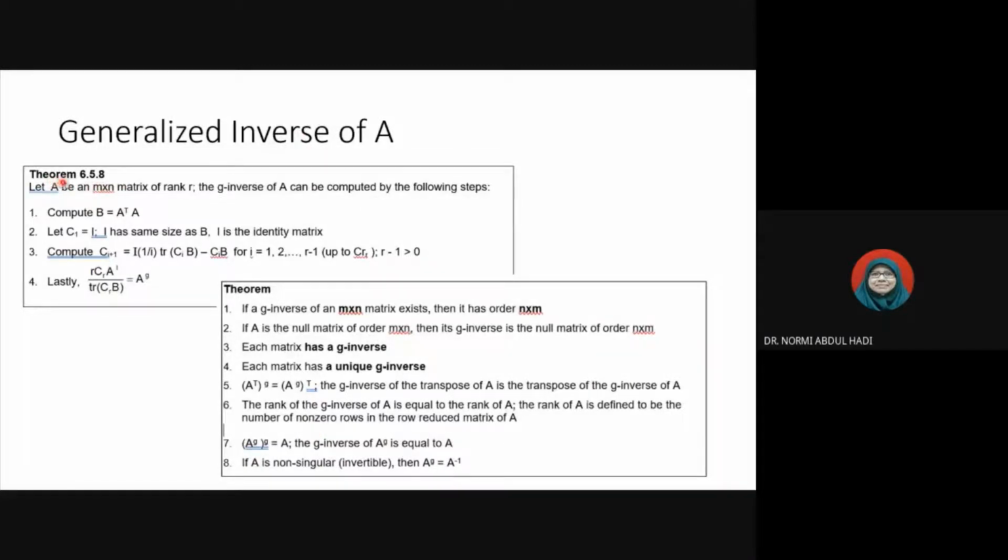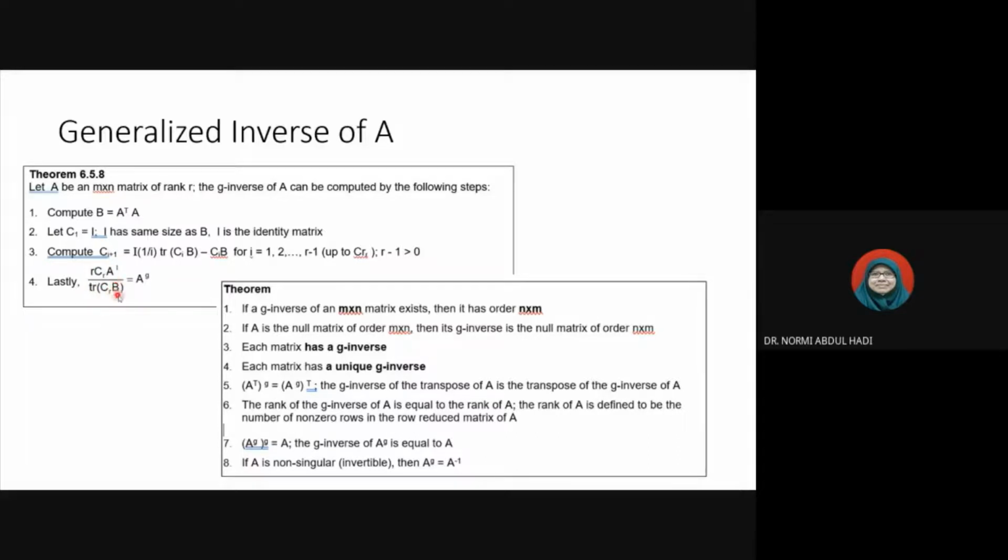The first one, theorem: let A be an m by n matrix of rank R. The G inverse of A can be computed by the following steps. But this is the main formula to find AG. To find AG, you need R, where R is the rank of A. So you need to reduce A until row echelon form. CR depends on R. If your rank is 2, you need C2 here. And this one is A transpose. And this one is the trace of CRB.